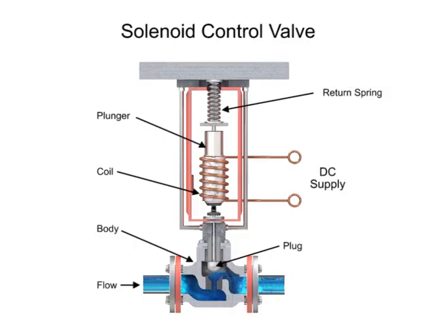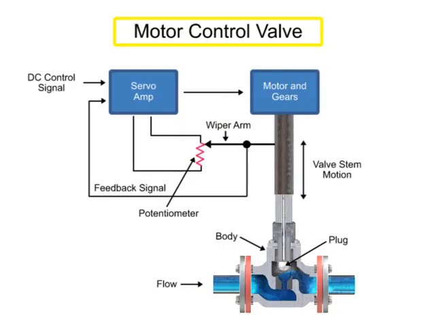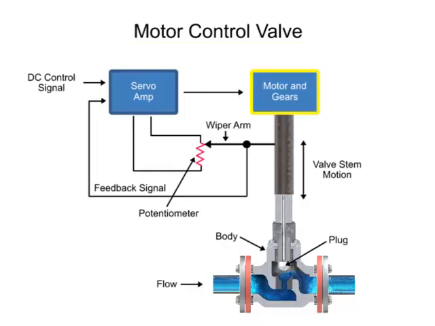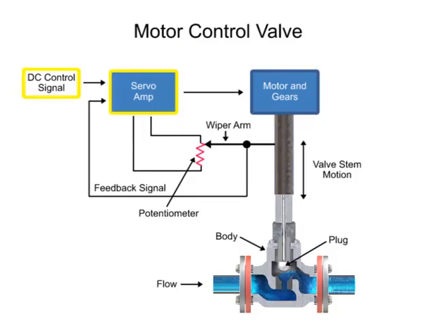Another method for variable valve positioning uses a motor and is referred to as proportional control mode. Using a gear motor attached to the valve stem, a servo amplifier provides a DC control signal that moves the valve to the desired position.